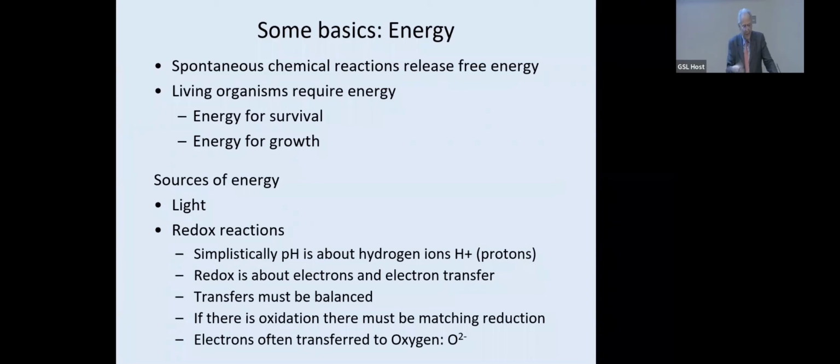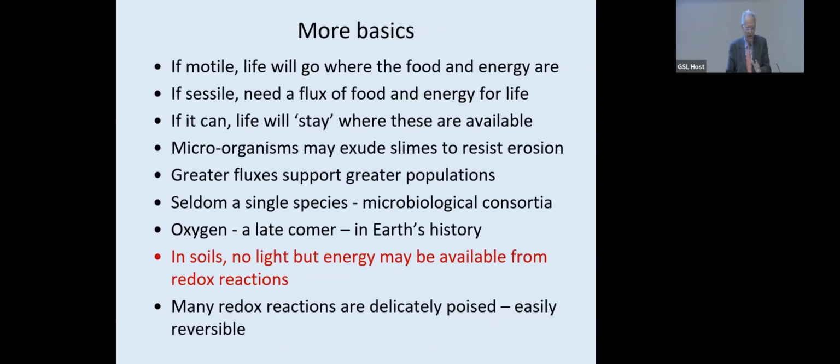That's where the energy comes from, the electron transfer. That's what light does, it enables transfer. But these transfers have to be balanced. If there's an oxidation, there has to be a reduction. And very often, where the electrons end up is on oxygen, as O2-. So it's called the terminal electron acceptor, typically. Well, we're not going to go any further into the chemistry, but we need to know about redox.